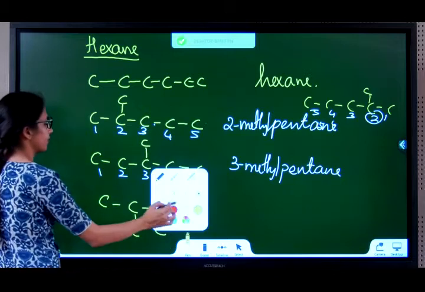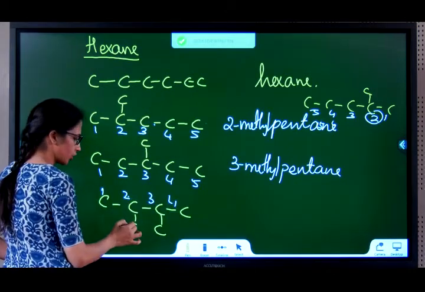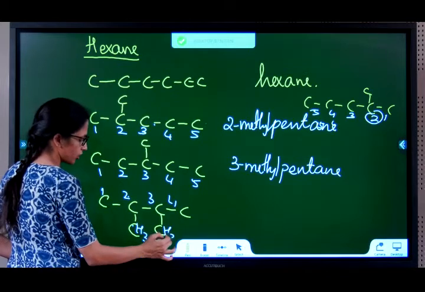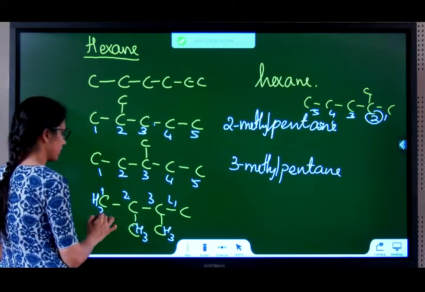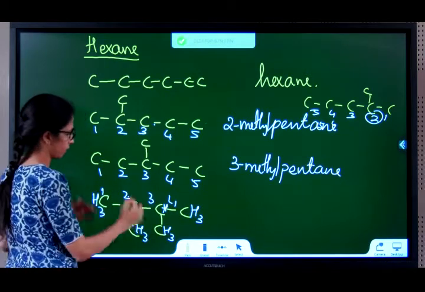Yes. Try the numbering. 1, 2, 3, 4. At position 2 you have a methyl group. At position 3 you have a methyl group. Put the H's if you want. Not if you want. You have to always put the H. I am not putting it here.